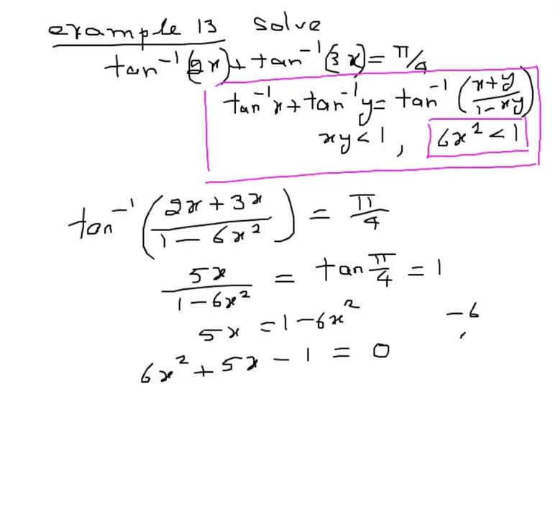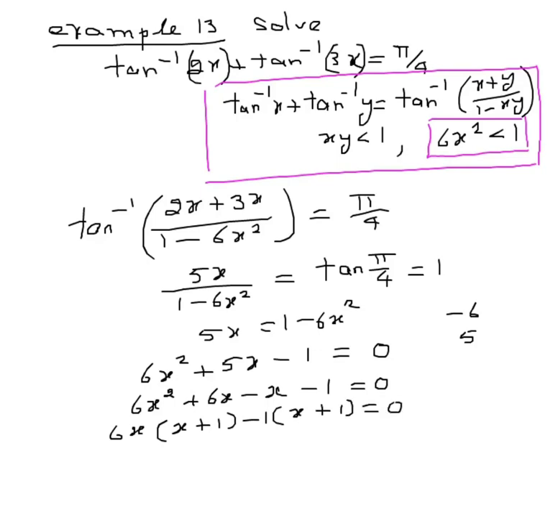Product is minus 6. Sum should be 5. So I can split the middle term as plus 6x minus 1x. You have to be careful, don't take 3 and 2. You cannot split the middle term using 3 and 2. So plus 6 and minus 1. 6x is common from the first two terms, and from the last two terms minus 1 is common. X plus 1 into 6x minus 1 is equal to 0. So x is equal to minus 1 is one solution. X is equal to 1 by 6 is the other solution.